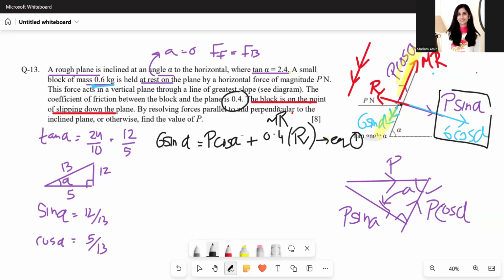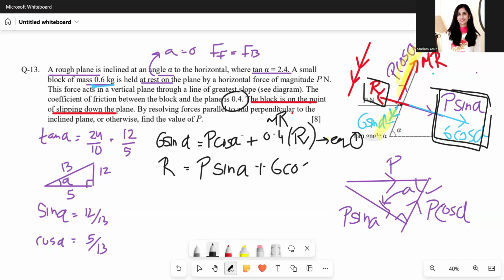And then I'm going to equate these two. Upward force is equal to downward force. So R is equal to P sine alpha plus 6 cos alpha. This would be equation 2. Now we have to figure out a way to use these two simultaneous equations and find the value of P.